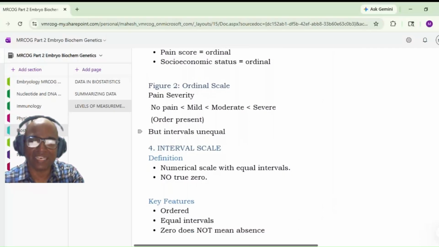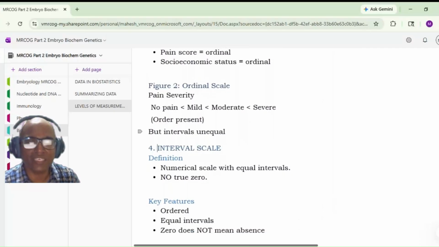Okay. Now the next scale is the interval scale. Now interval and ratio, you will understand in a better way. The first, which we have seen, is the nominal scale, where there was nothing. In the ordinal scale, there is order, but the difference is not equal. While in the interval scale, there is a numerical scale with equal intervals. But the only thing is that here there is no true zero, while the ratio scale has a true zero.